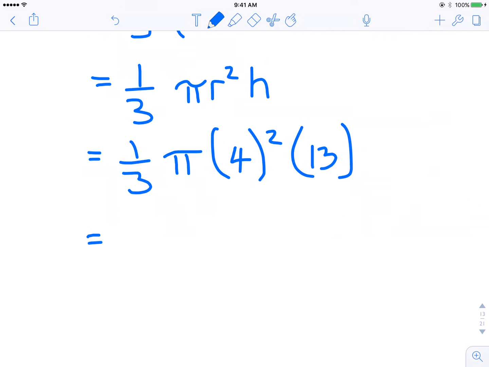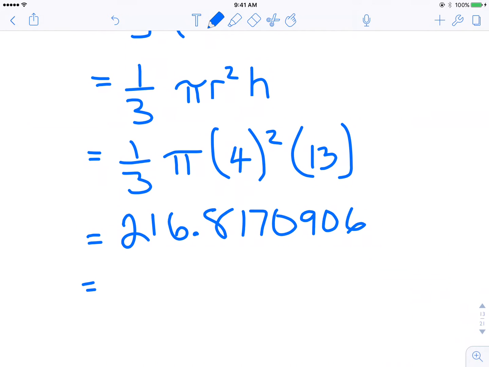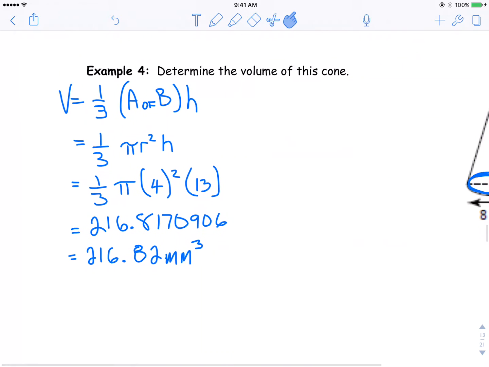1/3 times pi times 4 times 4 times 13. Remember, pi is not 3.14, but it's the pi button. Gives me 216.8170906. Doesn't tell me what to round to, so I round to 2 decimal places. 216.82. My units were millimeters. I calculated volume, so it's cubed.